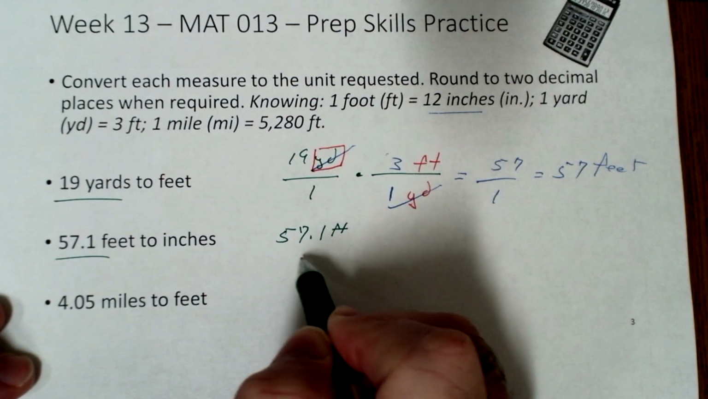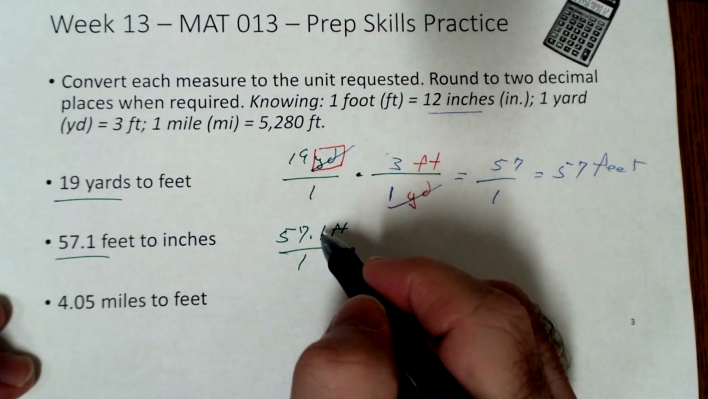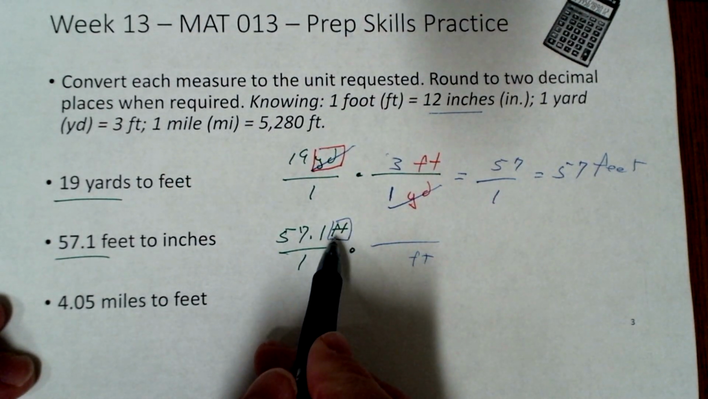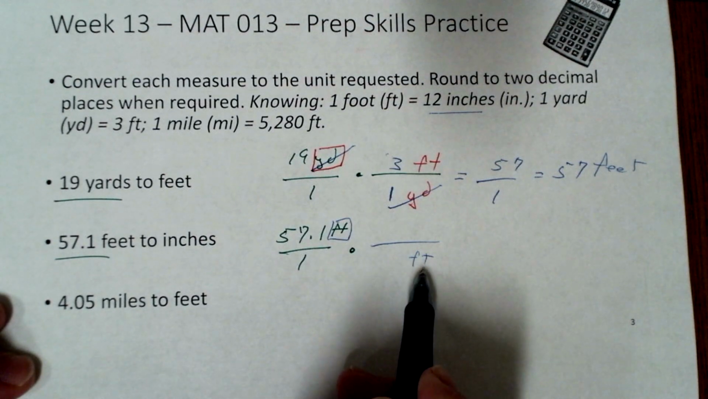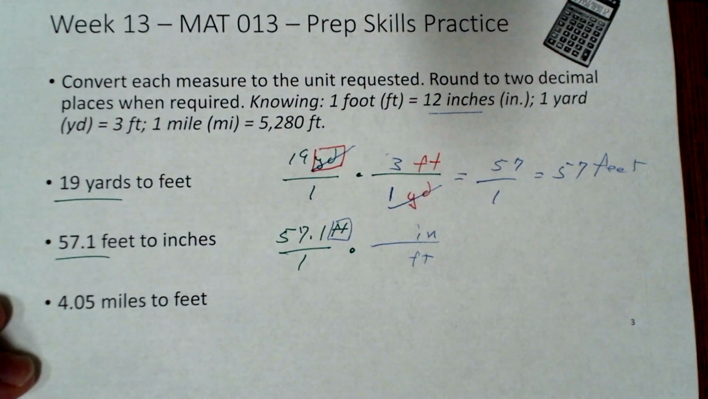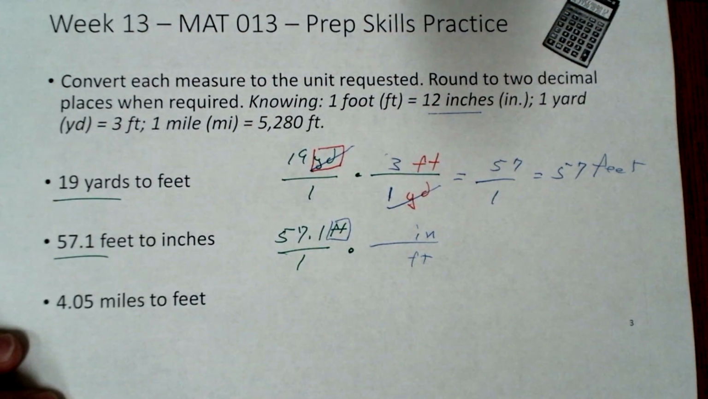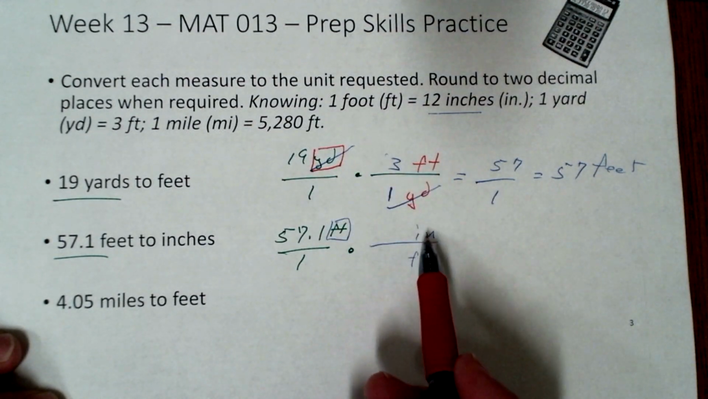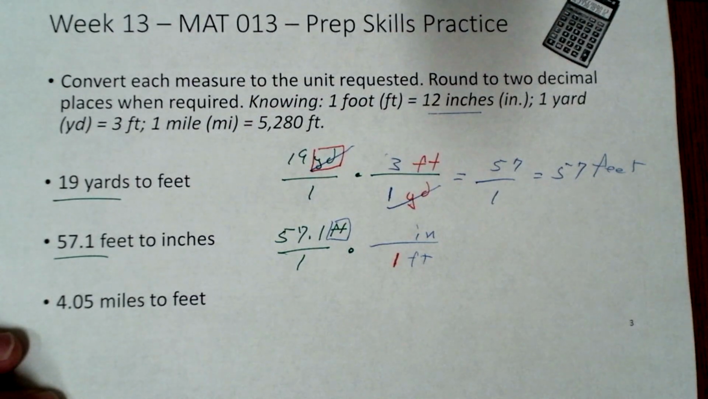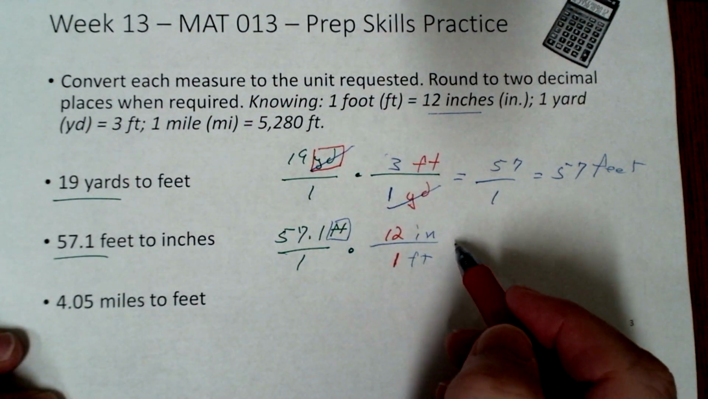57.1 feet, make it a fraction, times, again, whatever our unit of measure is here becomes our unit of measure here. So whatever our numerator unit of measure is here, feet, becomes our denominator over here. And the one we're trying to find is always going to be in the numerator. And then we simply ask the question, which is larger, a foot or an inch? Well, a foot is. It takes 12 inches to make 1 foot. So we always put the 1 with the larger unit of measure. In 1 foot, how many inches are there? There are 12. Okay, so we're going to multiply.